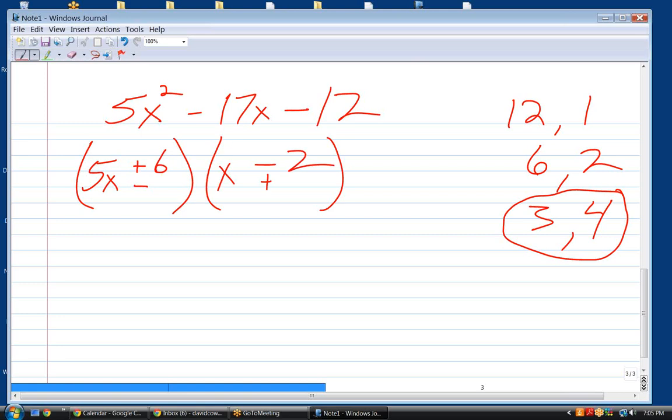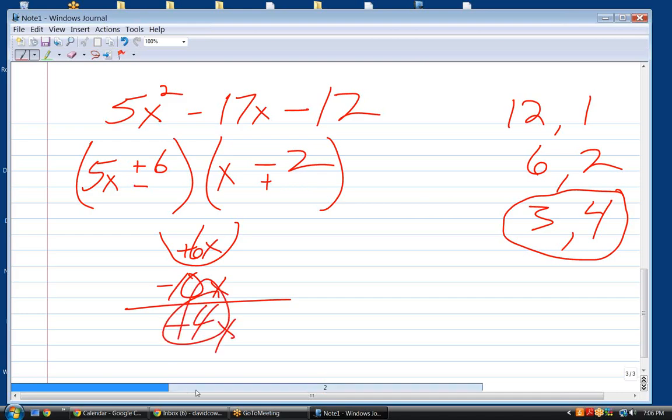Okay? Now, notice that that's plus 6x. This is minus 10x. Together, you get minus 4x. Well, that's not even the right number. It's the right sign, but it's not the right number. So it's certainly not going to do me any good to move the 6 down to here and the 2 down to there, because I know that all that does is change the sign.